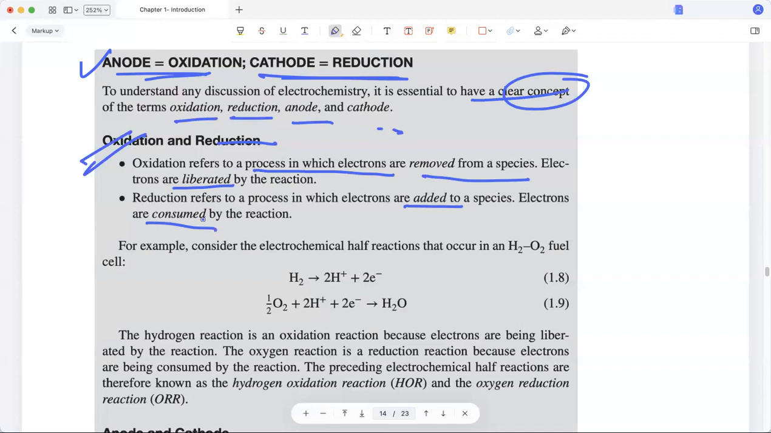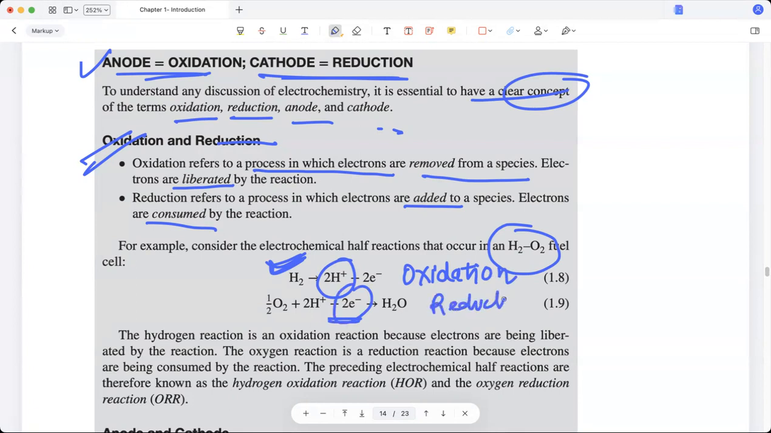For example, consider the electrochemical half cell reactions that occur in a H2/O2 fuel cell. Here electrons are released and we have a positive sign, so this is your oxidation reaction. Here electrons are consumed. This is your reduction reaction. So oxidation always occurs at the anode and reduction always occurs at the cathode.